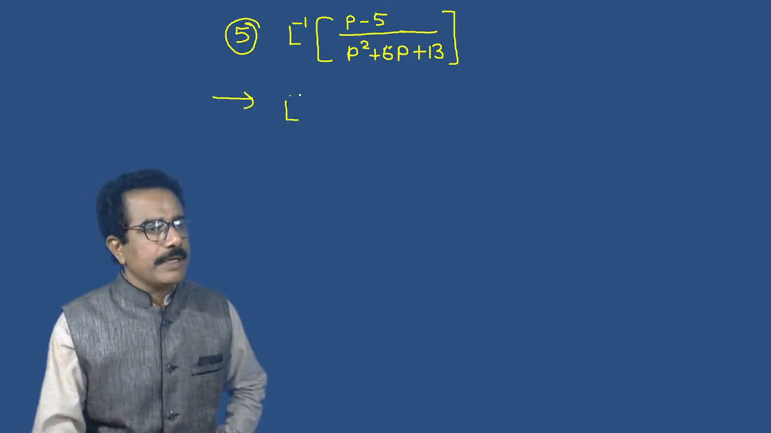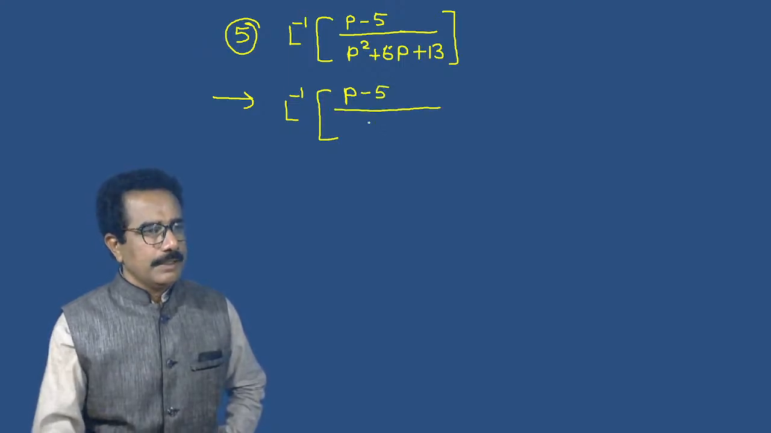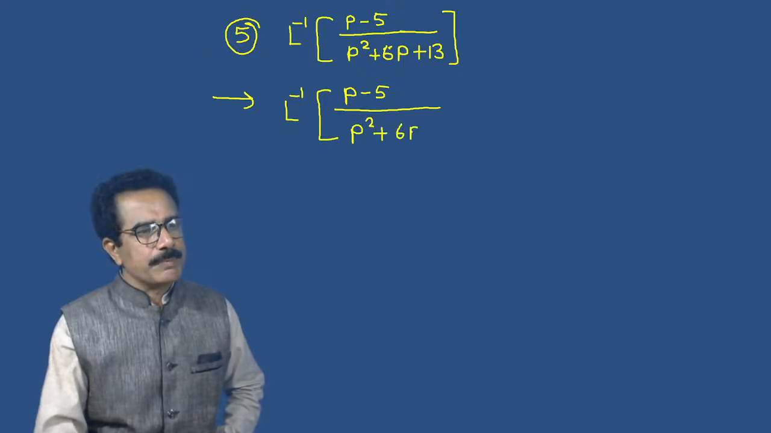Now L inverse of p minus 5 divided by p square plus 6p plus 13.